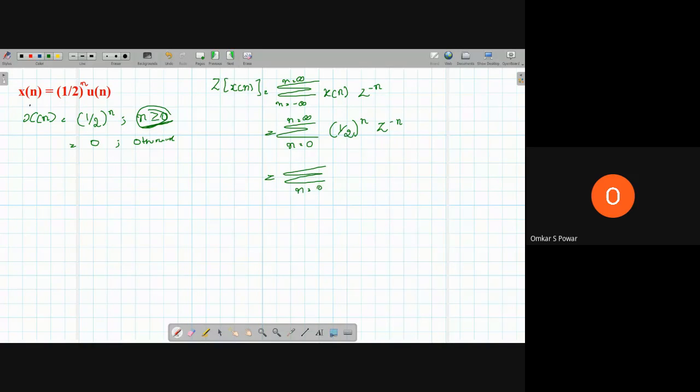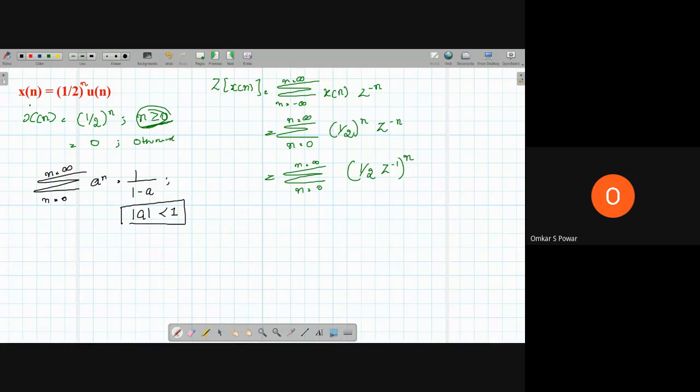So how can we simplify this one further? Summation n varies from 0 to infinity, half into z to the power of minus 1, whole to the power of n. This is similar to the formula summation n varies from 0 to infinity a power of n is equal to 1 by 1 minus a. But there is a catch in that formula which you have to observe properly. I'll write that formula for you: provided mod a is less than 1.